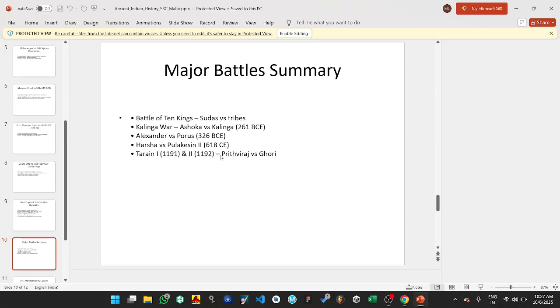Major battles. Remember these important battles for exams. Battle of Ten Kings, Vedic Age. Kalinga War, Ashoka versus Kalinga. Alexander versus Porus, 326 BCE. Harsha versus Pulakeshin II, 7th century. And finally, the two battles of Tarain between Prithviraj Chauhan and Muhammad Ghori.